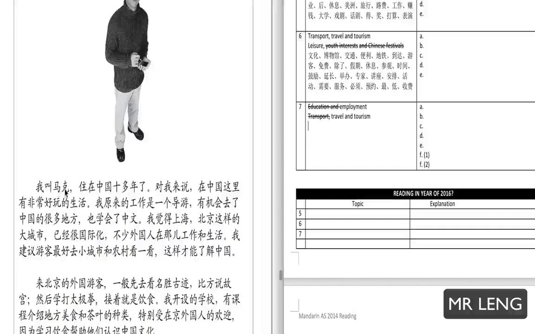我叫马克，住在中国10多年了，多 many, so more than 10 years living in China. 对我来说 for me, 在中国这里有非常好玩的生活 very 好玩 funny, interesting 的生活 life. 我原来 original 工作是一个导游 tour guide, 有机会去了中国的很多地方 been to many places in China, have that opportunity 机会，也学会了中文 learned Chinese.